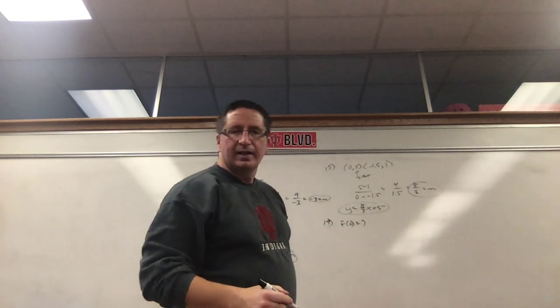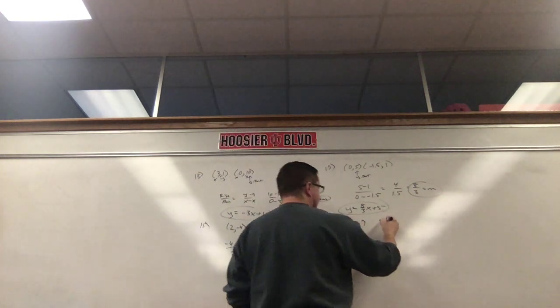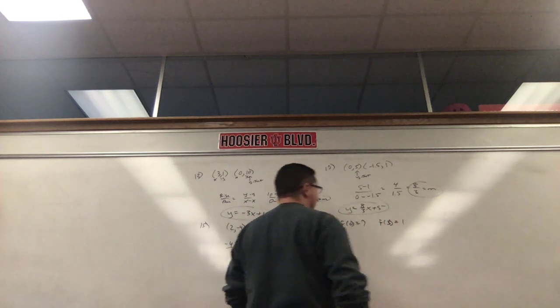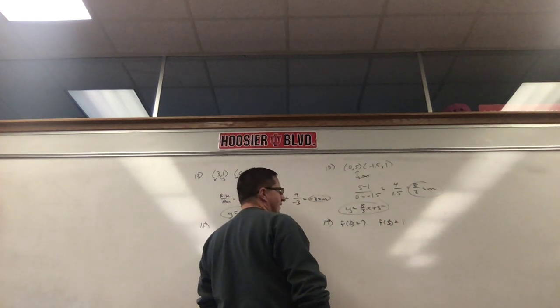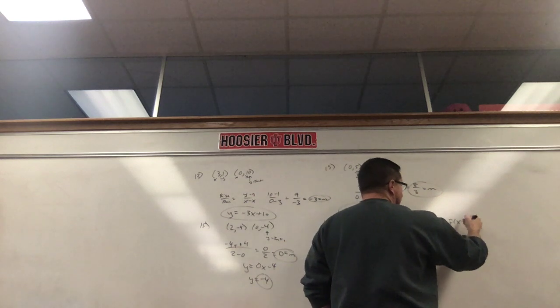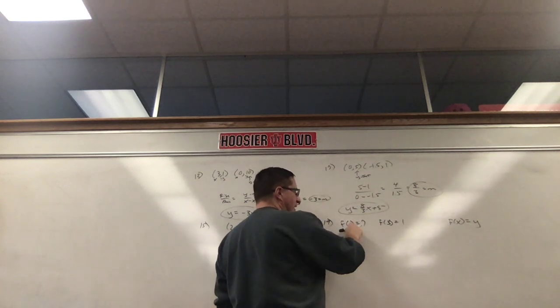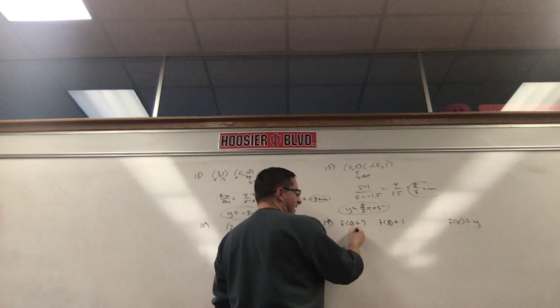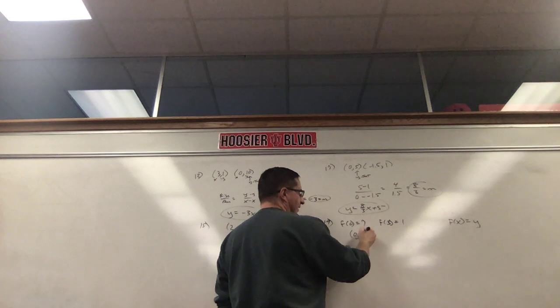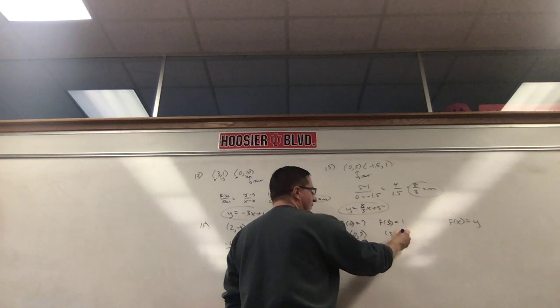And they also say f of 3 is 1. Okay, so what you understand is this. Whenever you saw f of x, that's the same thing as just y, okay? So what you understand is this. They plugged in 0 for x, and this is the y value. So this is another way of saying the x value is 0, the y value is 7. The x value is 3, the y value is 1.